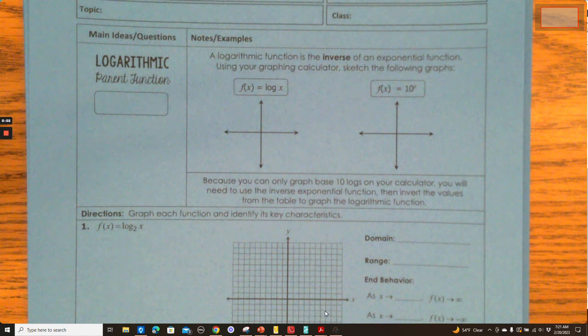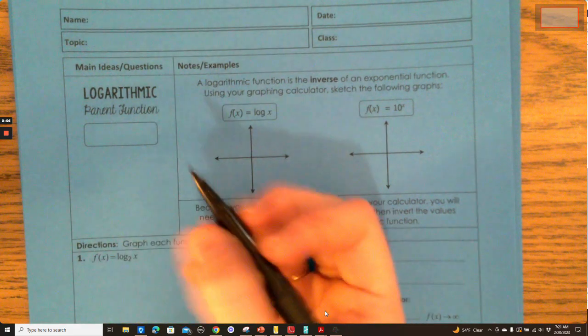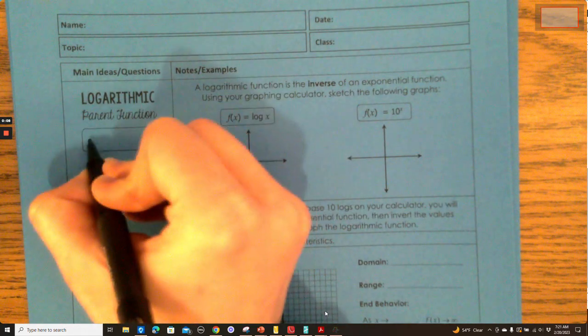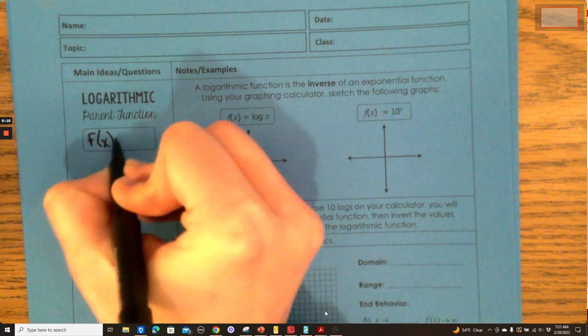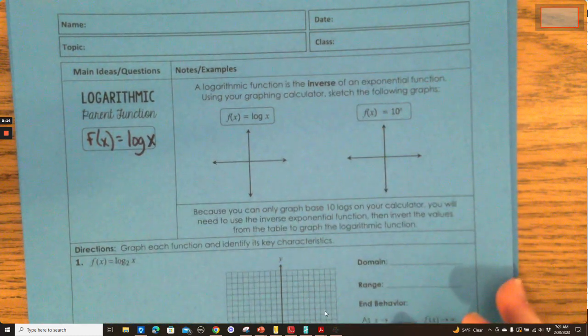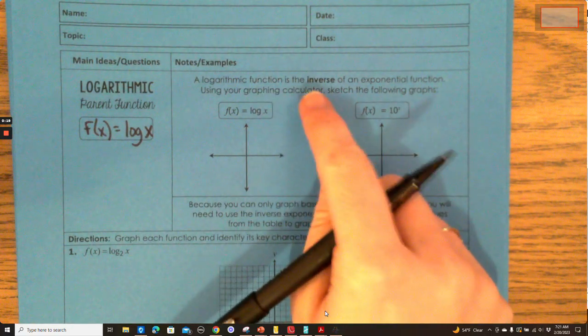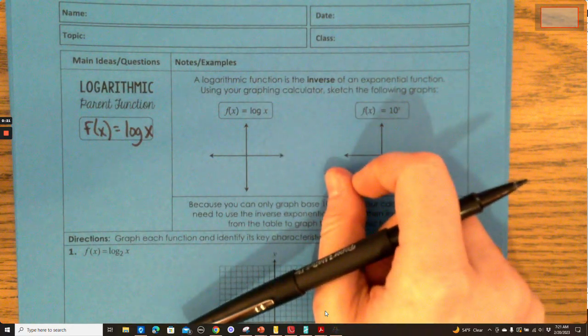This video is for graphing logarithmic functions. So the logarithmic parent function is f of x equals log x. Okay, so a logarithmic function is the inverse of an exponential function. So using your graphing calculator, sketch the following graphs.